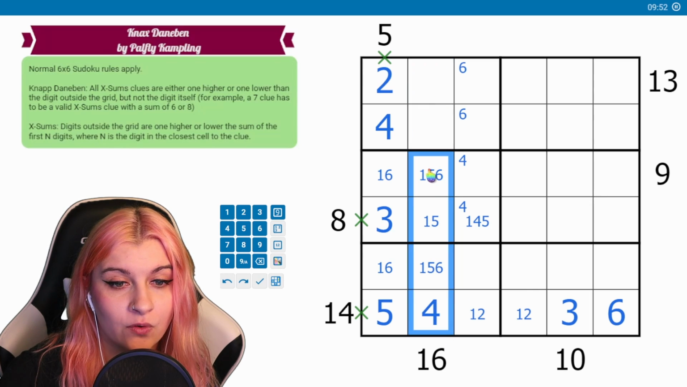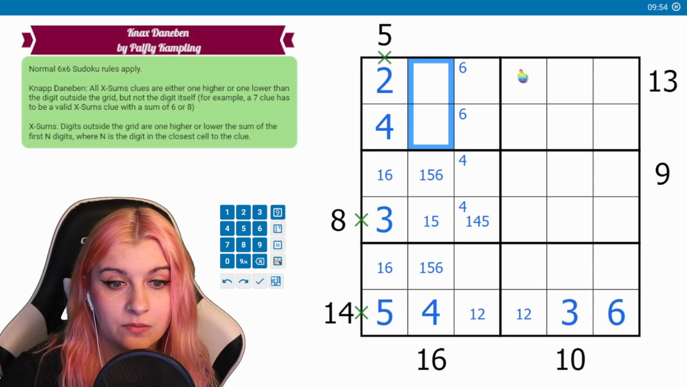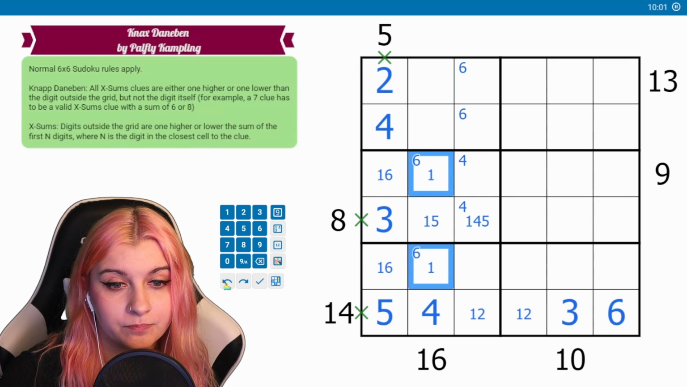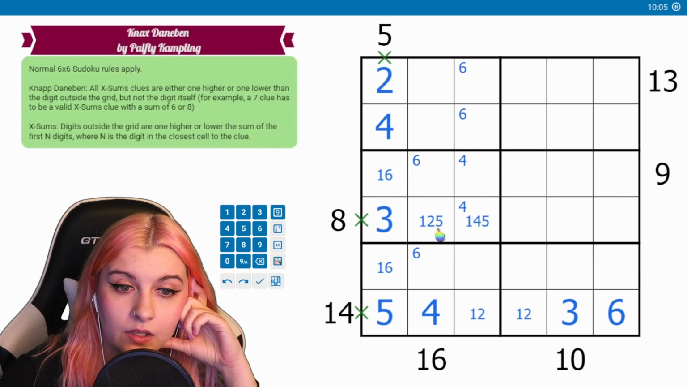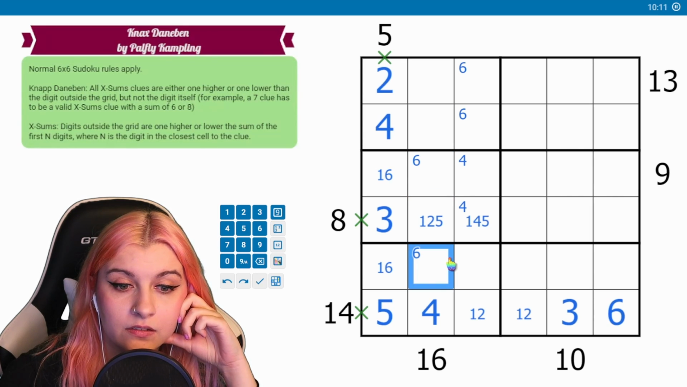So if this is 4, 5, 1, 6, this is going to be a... Ooh, that's not good. That would make this a 2, 3. That's not right. I have to use a 6, don't I? Maybe I don't. If I don't use a 6, it's 4 and 5 and 2 and 3, which is only 14.